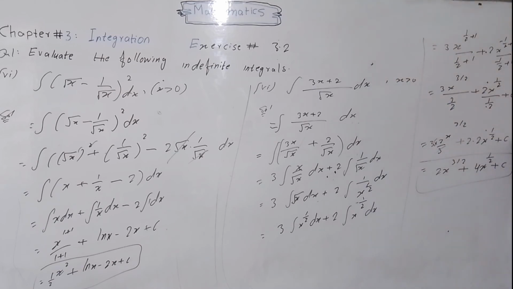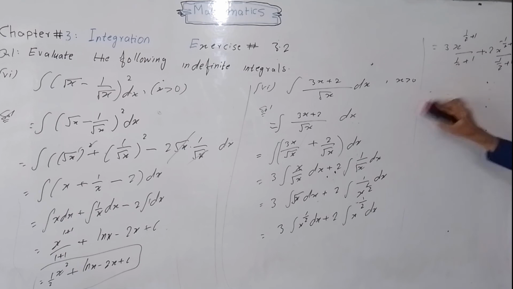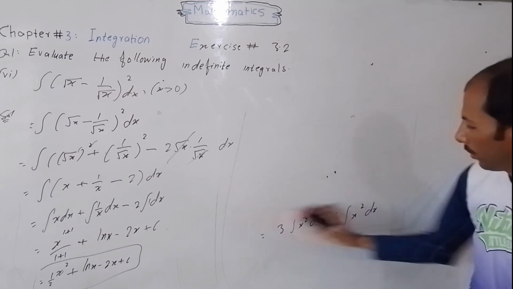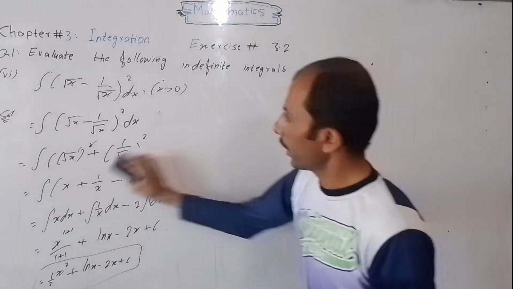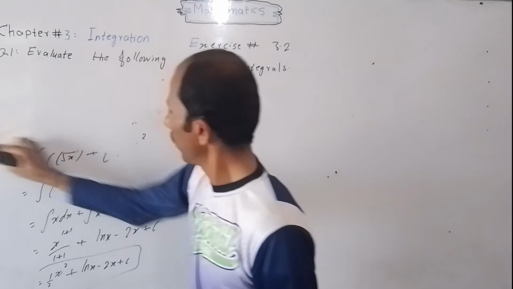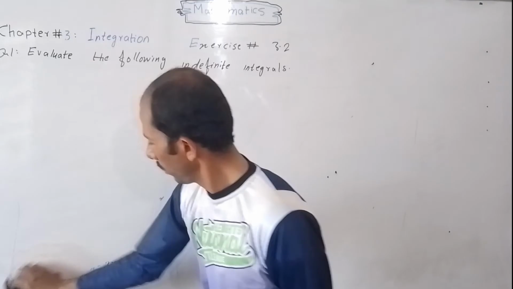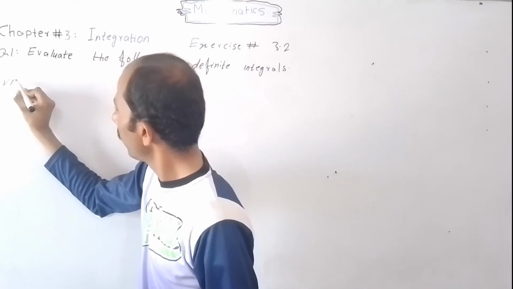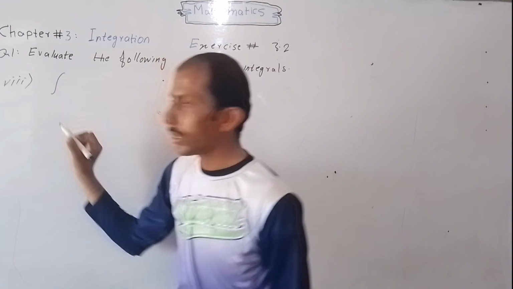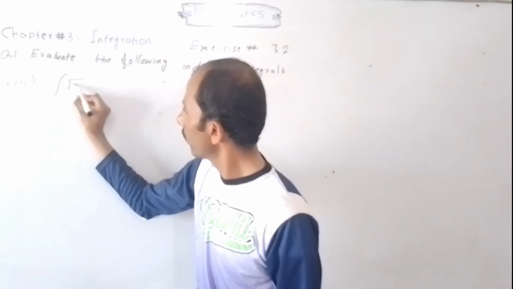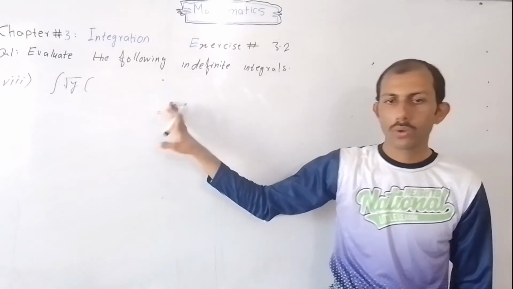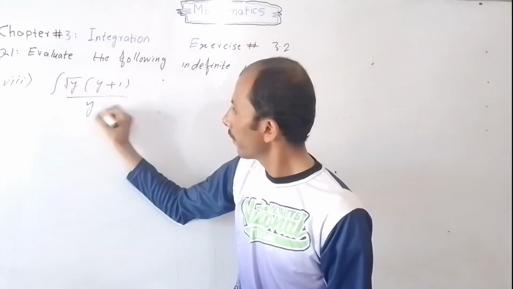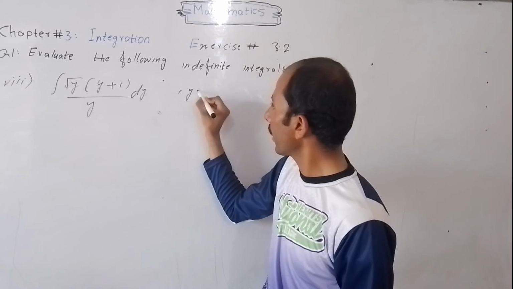Question number 1, part number 8, that is the integral of under root of y into y plus 1 divided by y dy, where y is greater than 0.